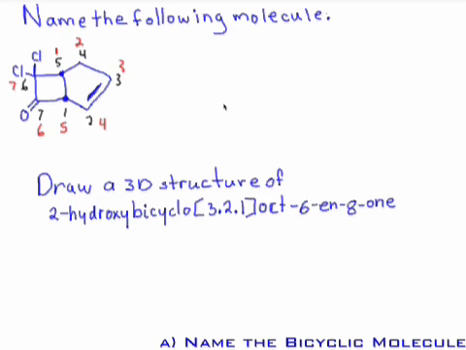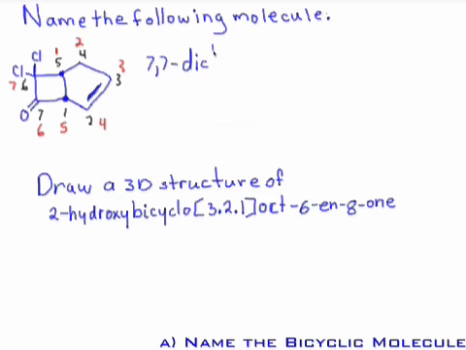Which numbering scheme is the better numbering scheme? In this case, it is the red numbering scheme because we want to give the lowest possible number to the highest priority group. And the highest priority group in this case is a ketone. The enone will be put in the root, but the chlorines come out front as a substituent. And so what we have here is a 7,7-dichloro.